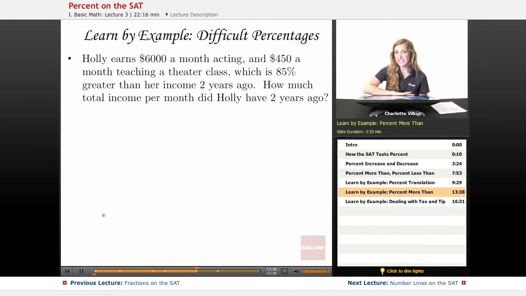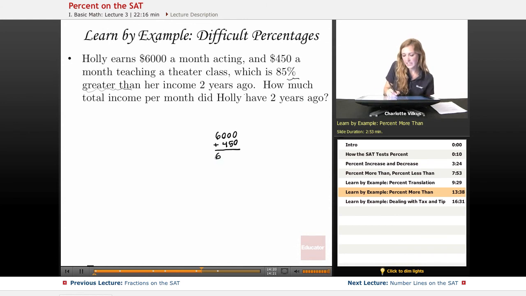So now we're going to look at some more difficult percentages. Our first one, we have Holly, who earns $600 a month acting and $450 a month teaching a theater class. So that means her total per month is going to be $600 plus $450. We then know that that's 85% greater than her income 2 years ago. So we're looking at a percentage greater than type problem. And what we're going to try and find is how much total income per month Holly had 2 years ago.